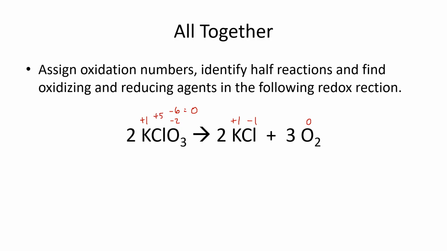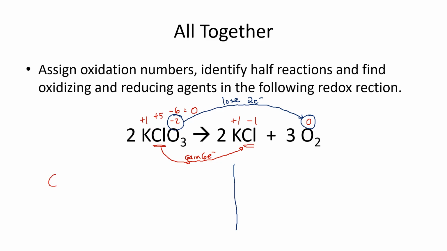All right, so we see that the chlorine here goes from being +5 to being -1, and so that means that it is going to need to gain 6 electrons to get from +5 to -1. Think of it like a number line. And then the oxygen, which we'll do in a different color here, goes from -2 to 0. So that means that it is going to be losing electrons, 2 of them. So now we can split this up into half reactions.